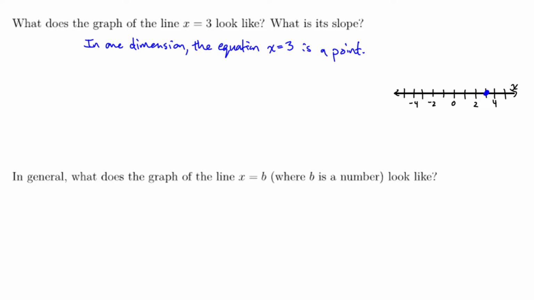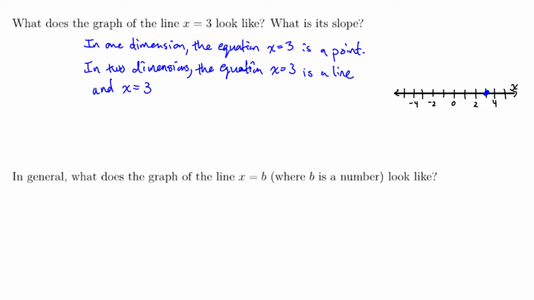We'd have a point. Now, in 2 dimensions, when we look at that equation x equals 3, y isn't included anywhere. So x will equal 3 no matter what the value of y is. So let's summarize that. In 2 dimensions, the equation x equals 3 is a line, and x equals 3 for any value of y.